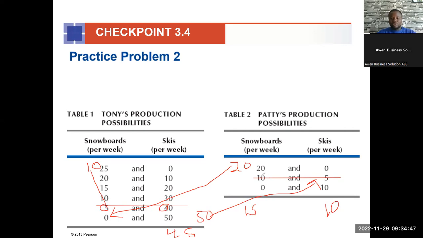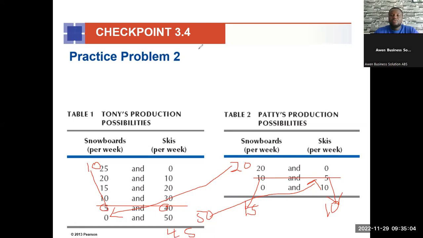This guy too, initially he was producing only 10. Now he's producing 15. He was producing only 5 here. Now he's producing 10. So you see the gain. So when they specialize and they trade, they gain. They gain from the specialization.